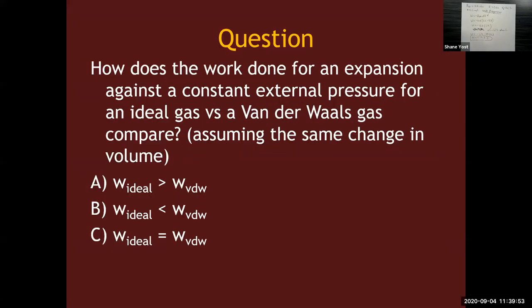All right, so assuming the same change in volume for your ideal gas and your van der Waals gas, how will that work compare if I'm expanding against a constant external pressure? Will the ideal gas be greater than the van der Waals gas, less than, or equal?